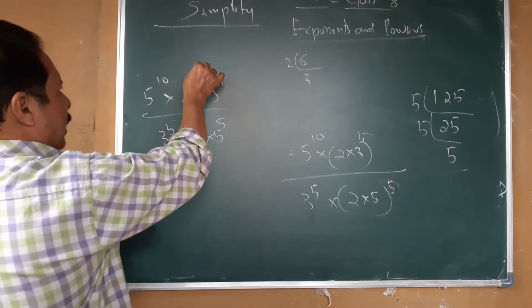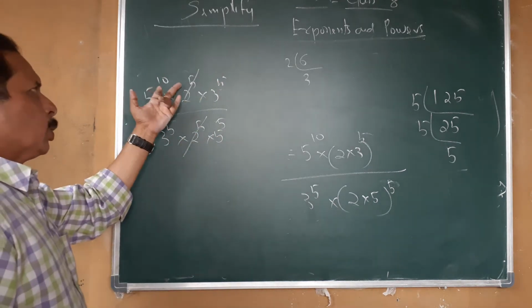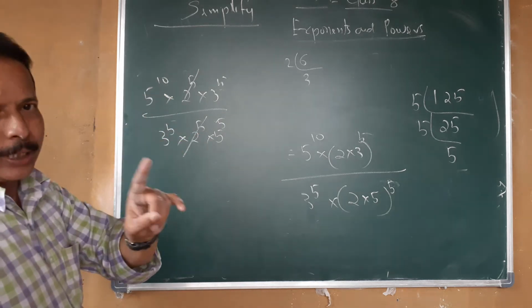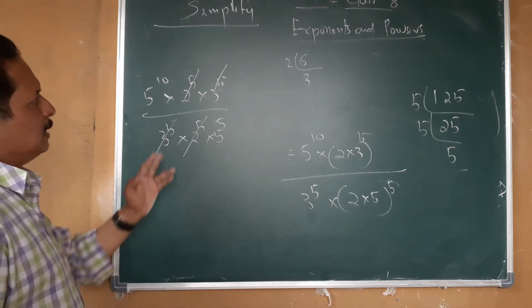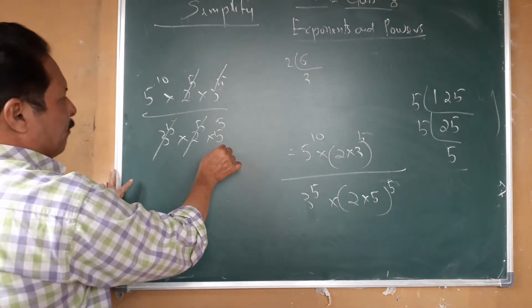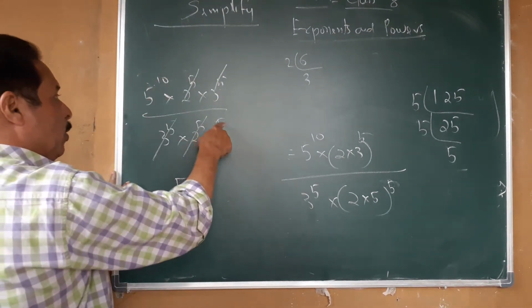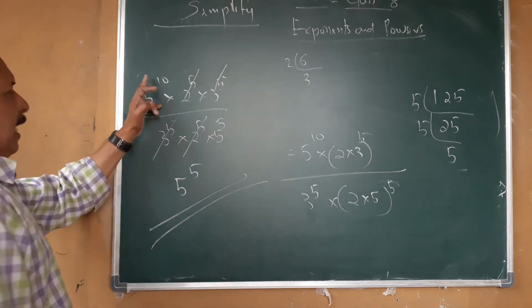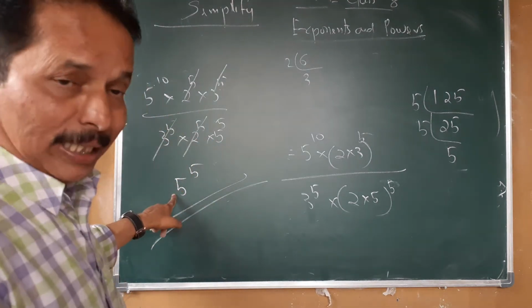2 raised to 5 and 2 raised to 5 are in the numerator and denominator, so 2 raised to 5 minus 5 is 2 raised to 0, that's equal to 1. Similarly, 3 raised to 5 by 3 raised to 5 also gets cancelled. Now 5 raised to 10 divided by 5 raised to 5 is 5 raised to 10 minus 5. A raised to m by a raised to n is equal to a raised to m minus n. That's your final answer.